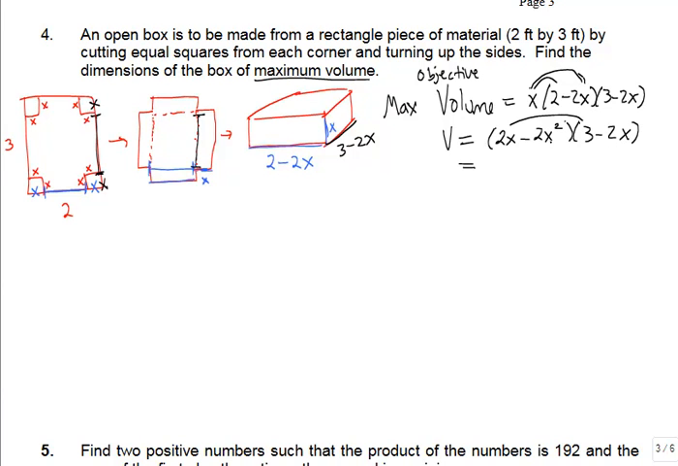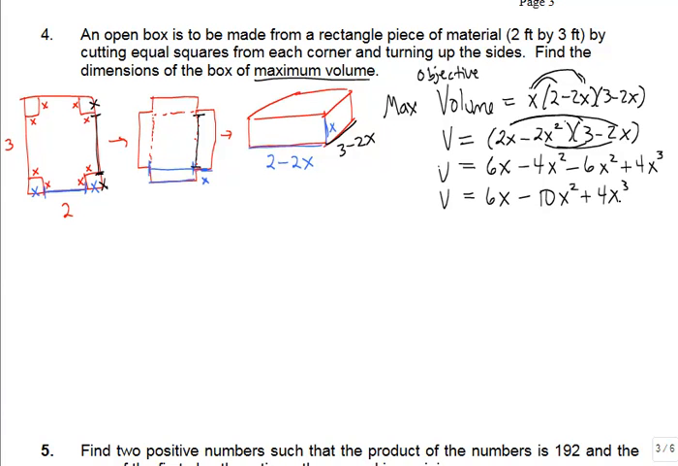So we'll get 2x times 3, which is 6x. 2x times a negative 2x is negative 4x squared. Minus 2x squared times 3 is minus 6x squared. And a minus 2x squared times a minus 2x is a positive 4x cubed. Combining like terms gives me 6x minus 10x squared plus 4x cubed. And now we're ready to take our derivative.